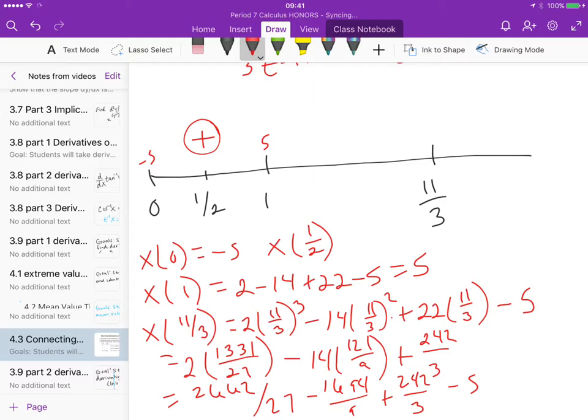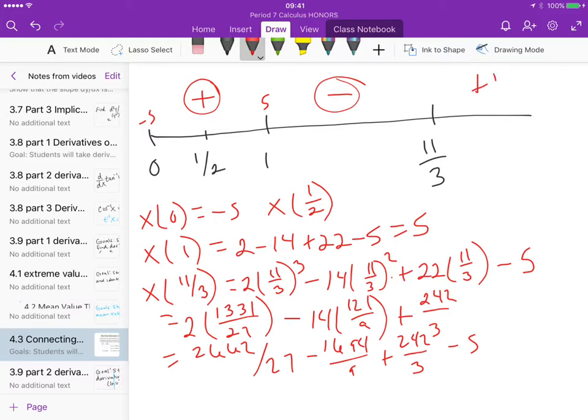But we can see what's about to happen here is that this is about to give us a negative value. And so it's going to end up decreasing from 5 to 11 thirds, all right? So we can kind of see this is going to be some negative values when we get in here. So we're now decreasing from 1 to 11 thirds. And then you just choose something to the right of 11 thirds and see if that's going to be anything bigger.